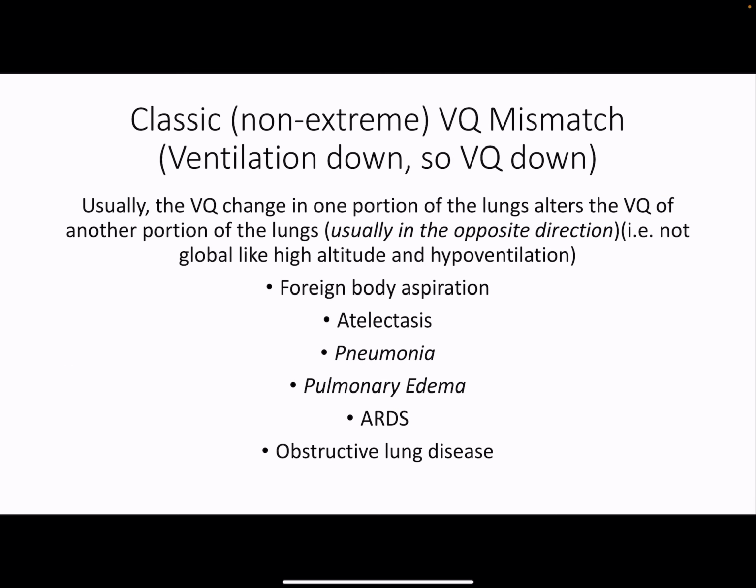So usually a VQ mismatch, it's not going to be a global phenomenon. On one part of the lungs, you're going to have maybe a low or high, and then that's going to somehow affect the other. So there's going to be some sort of compensation. So a VQ being low in one area might cause the next VQ to be a little bit high. Again, these are all causes of a VQ mismatch.